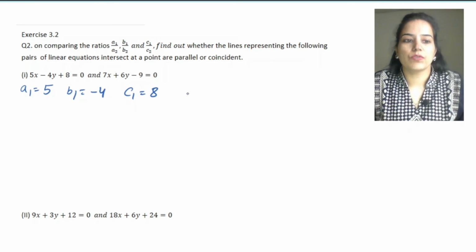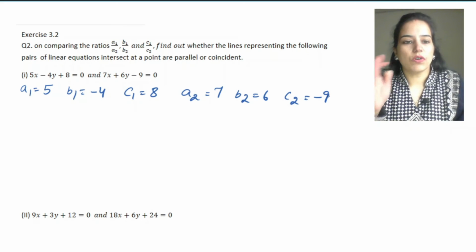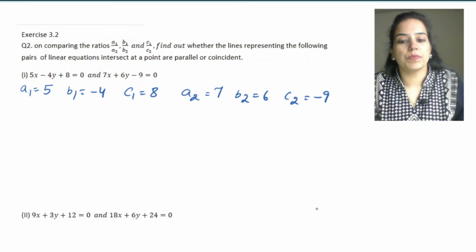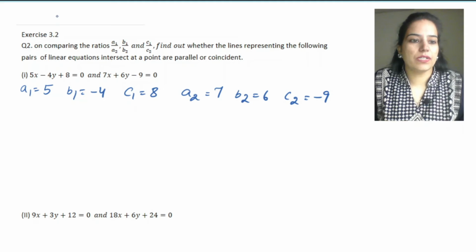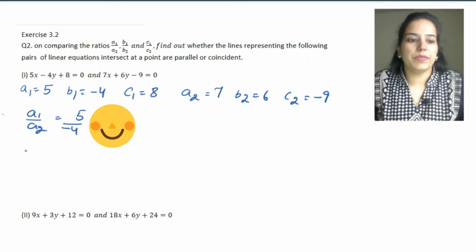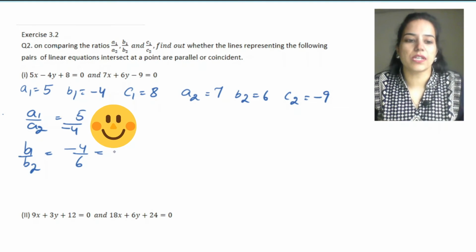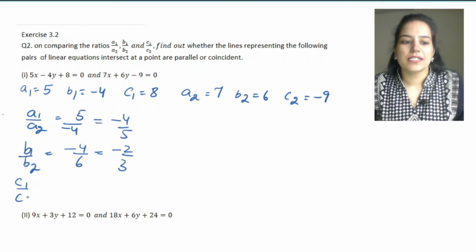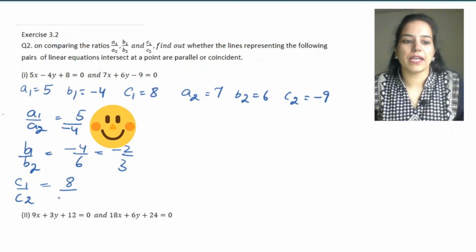8, right? Then what is A2 here? 7. What is B2 here? 6. And what is C2 here? Minus 9. Always see constants should be on the same side, either RHS or LHS, but they should both be on the same pattern. Now let's find out A1 upon A2. A1 upon A2 is 5 upon minus 4. Then B1 upon B2 will be minus 4 by 6, and I reduce it, I'll get minus 2 by 3. There's no point to go to C1, C2 now, we're already done. C1 by C2 is 8 by minus 9.